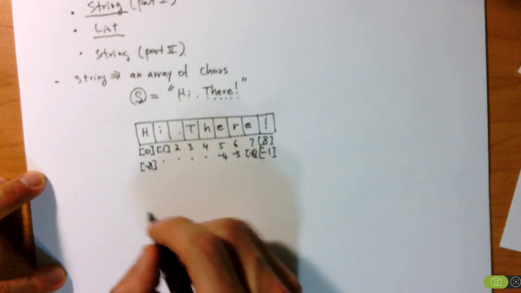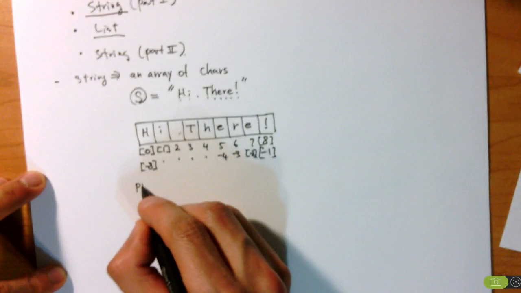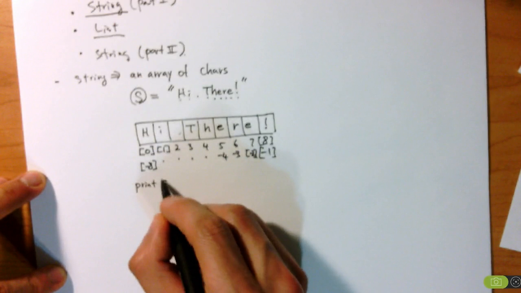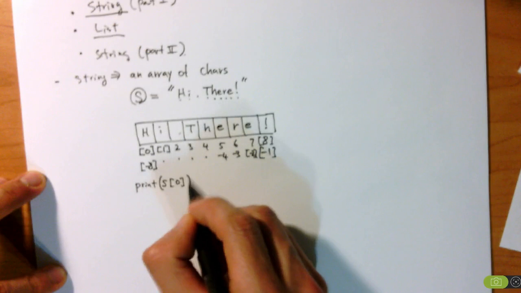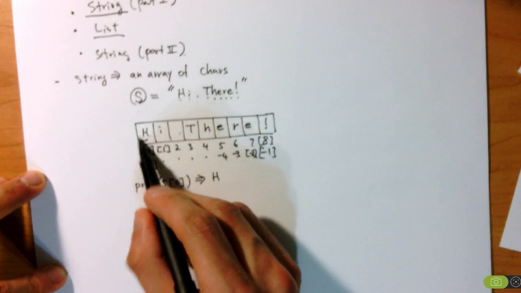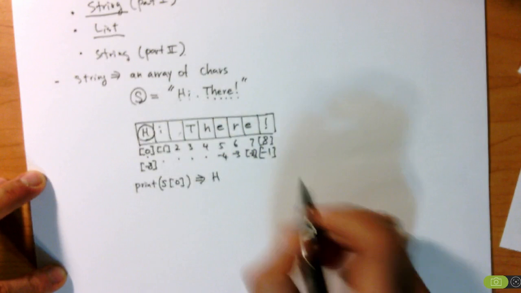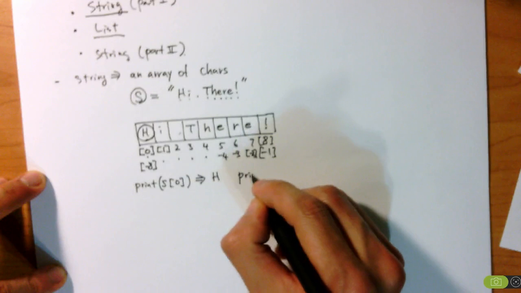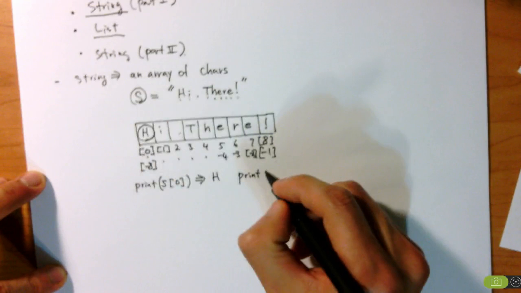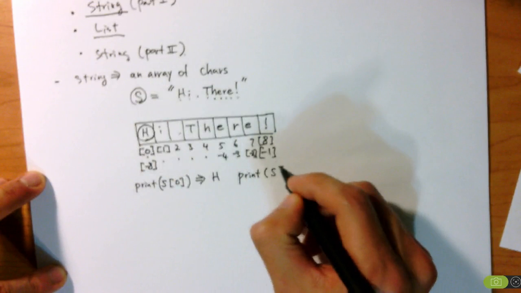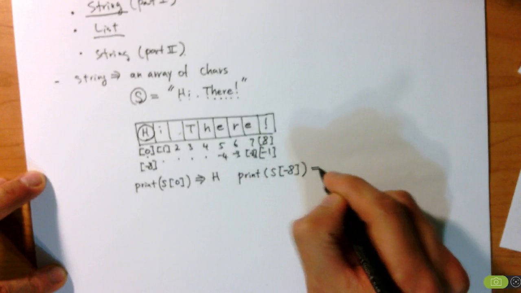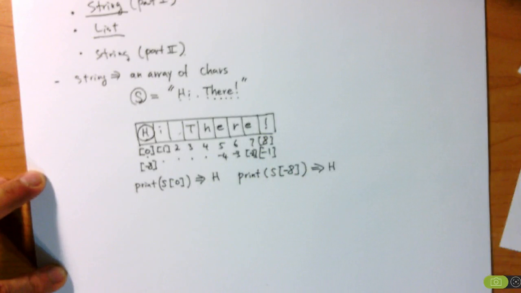So when you try to print, let's say print s[0], right, it is going to print what? H, right? This is 0, and then it's going to print H. But at the same time, we can use a negative index to print H. So you can say print s, and the index is -8. And this will also print H. Okay?